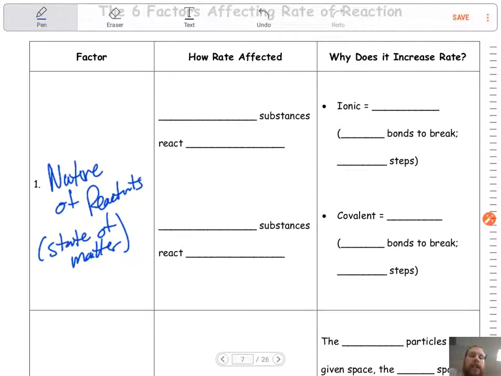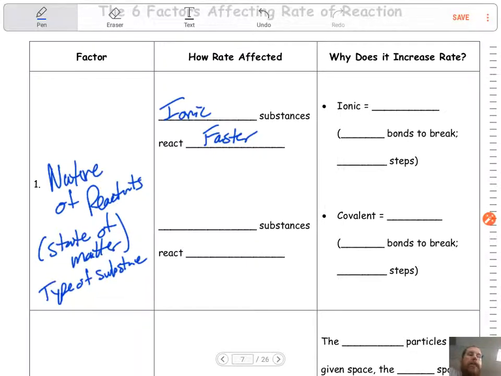But not only is it the state of matter, it's also the type of bond that takes place. So the type of substance, i.e. ionic versus covalent. Ionic substances react faster. Now think about this. Why do you think ionic substances might react faster?